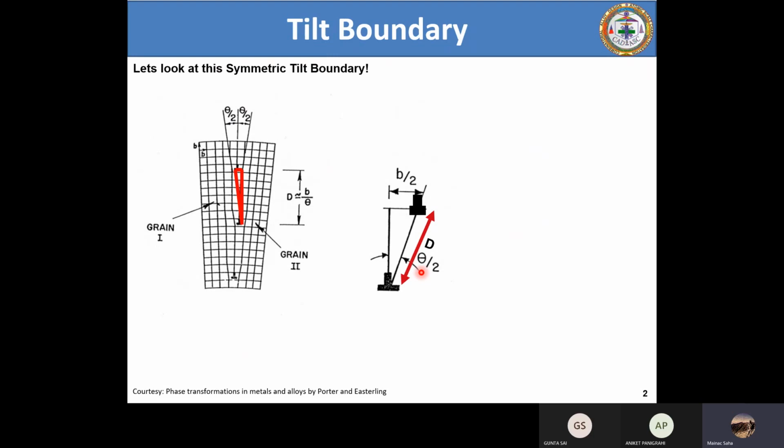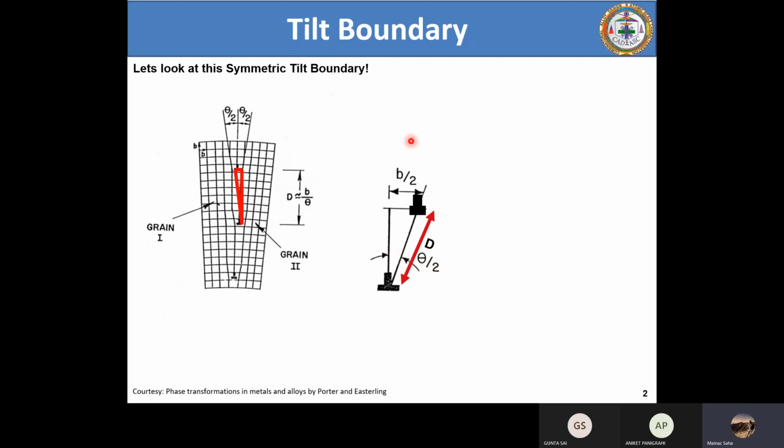Read and Shockley initially proposed this model for the symmetrical boundary, which is equal to theta by 2, right? Because this line and this is theta by 2. Similarly, if you look at this and the vertical line, this is also theta by 2. So this is for the symmetric tilt boundary.